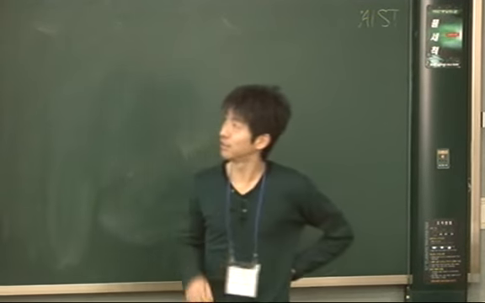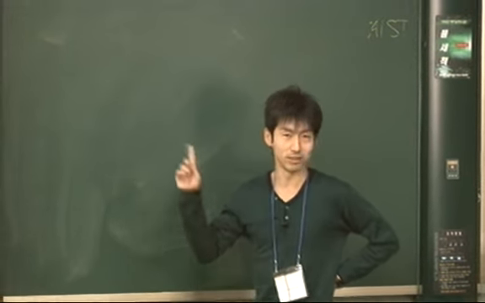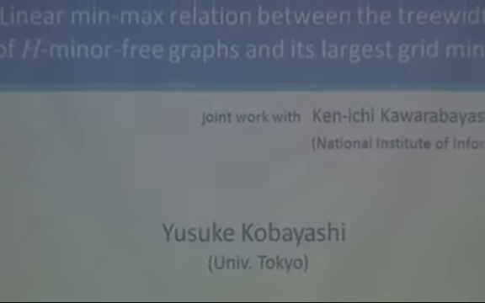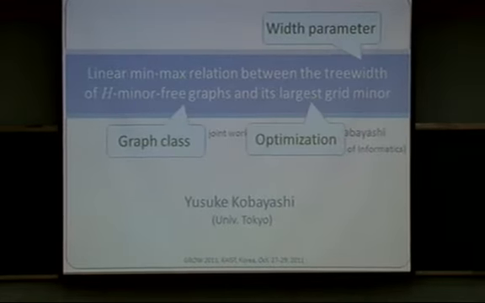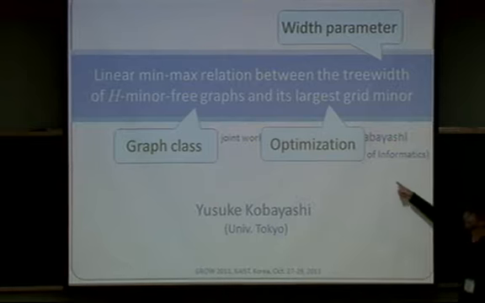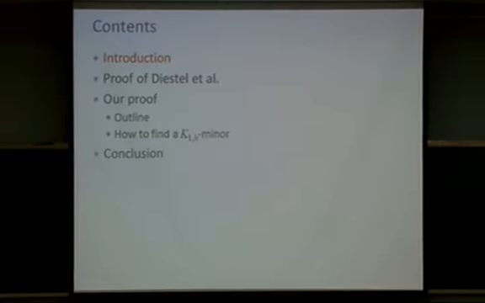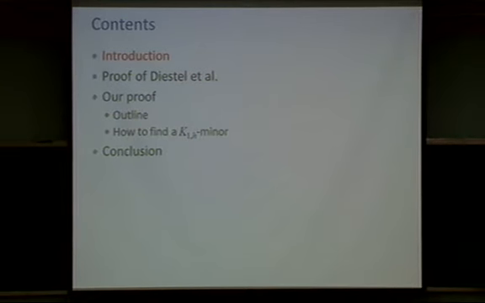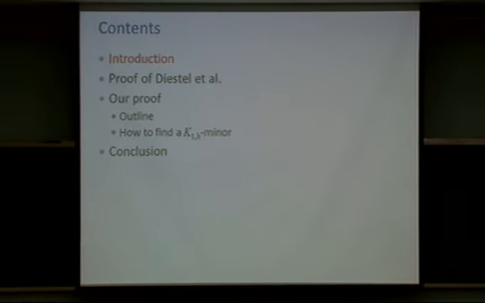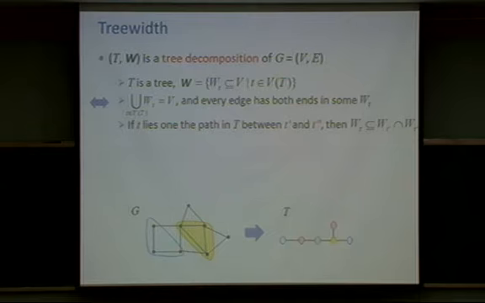And I believe that this title is very long, but it is appropriate for this workshop because it contains graph class and logistic optimization, and it contains a width parameter. And here's the contents of my talk. So let me begin with the introduction. So probably we can skip the definition of PGUs. And yeah, this is defined as... okay, so I will skip.